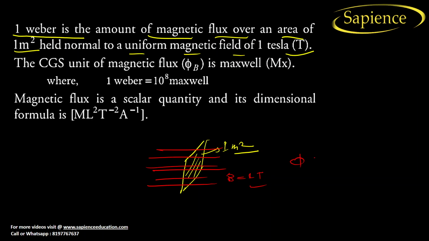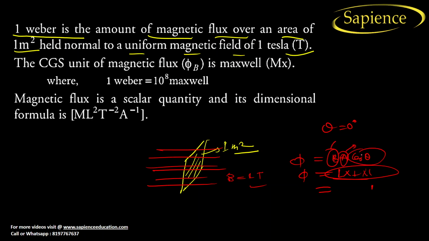So the flux will be equal to BA cos theta. Here theta is equal to 0. So B is equal to 1, area is equal to 1, and cos 0 is equal to 1. So finally, the amount of flux is known as 1 Weber when the magnetic field is 1 Tesla, the area is equal to 1, and held perpendicular.